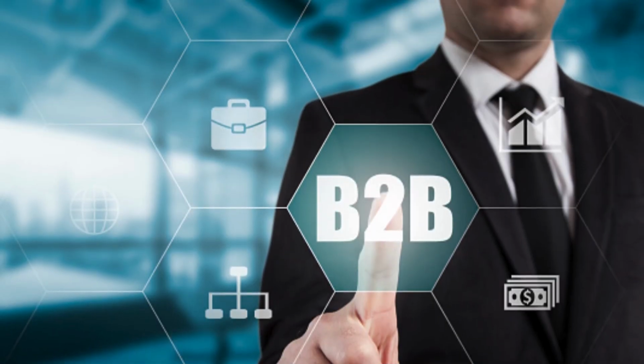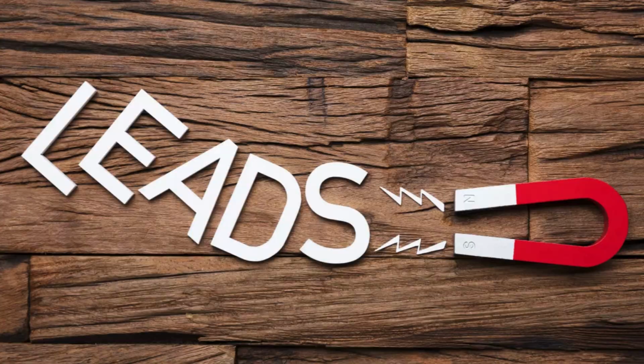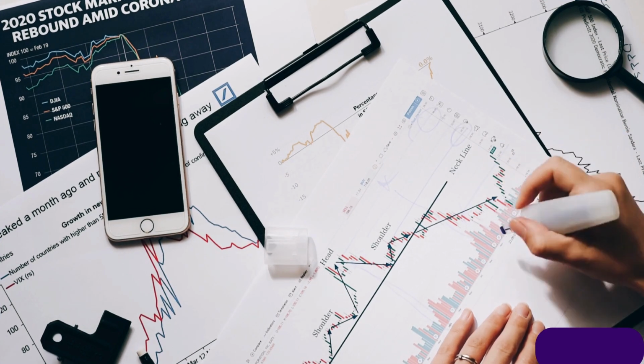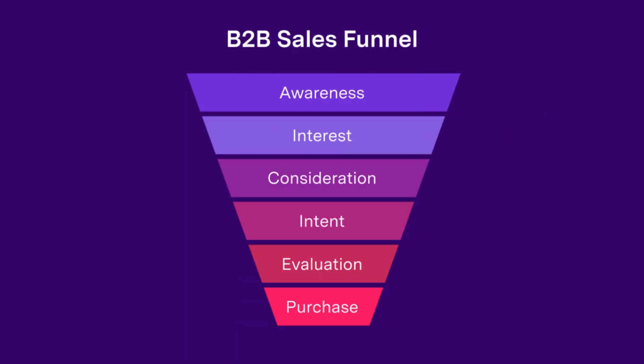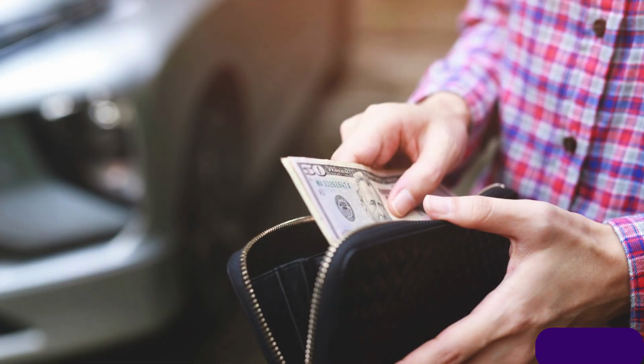B2B lead generation is the process of identifying and attracting potential business customers, leads, who are interested in a company's products or services. It involves using various marketing and sales strategies to engage decision makers, nurture them through the sales funnel, and ultimately convert them into paying customers.